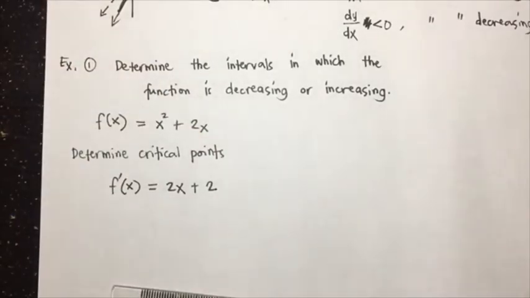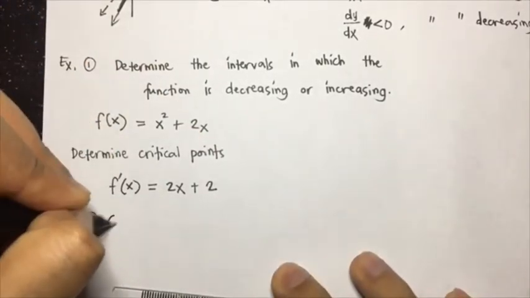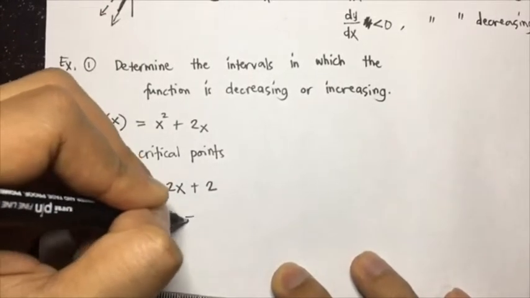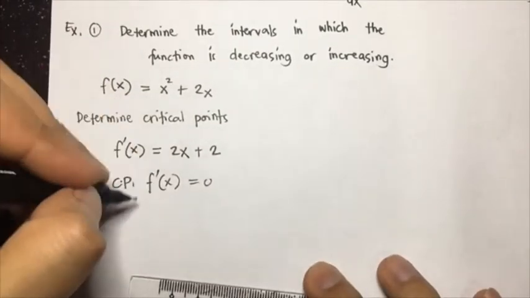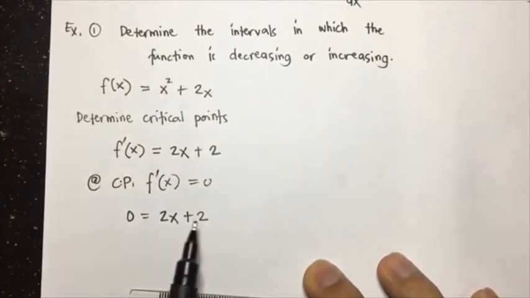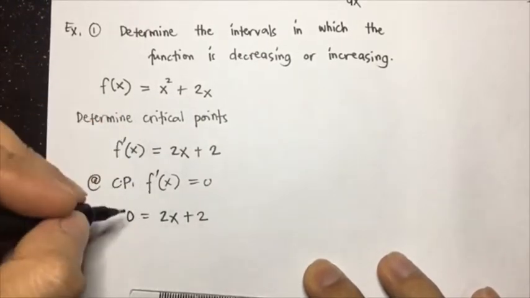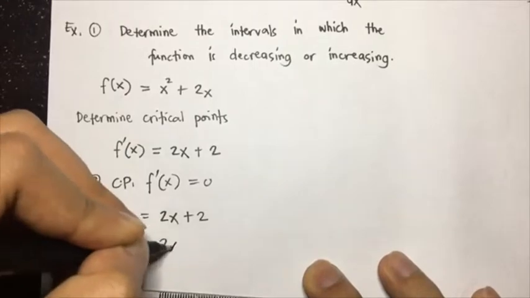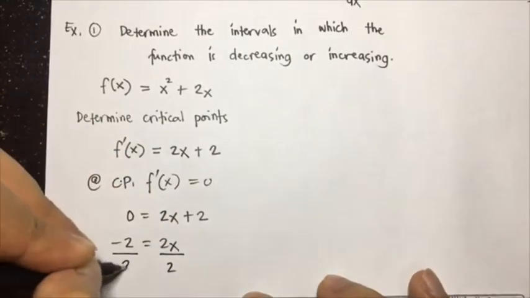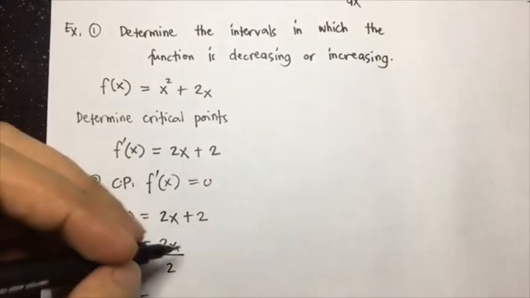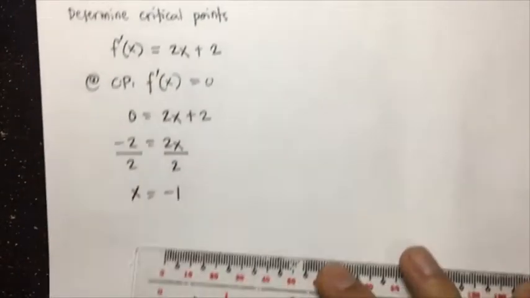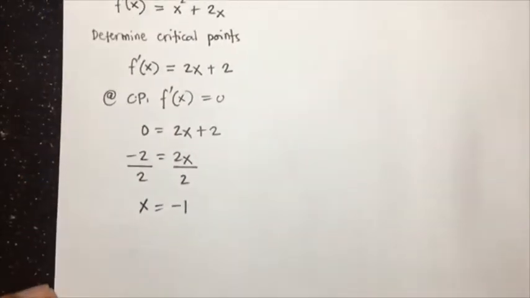Okay, so at the critical points, the first derivative is equal to 0. So therefore, 0 is equal to 2x plus 2. Solving for x, transposing, so we will have negative 2 is equal to 2x, divide both sides by 2. So x is equal to negative 2 divided by 2. x is equal to negative 1. So therefore, our critical point is negative 1.